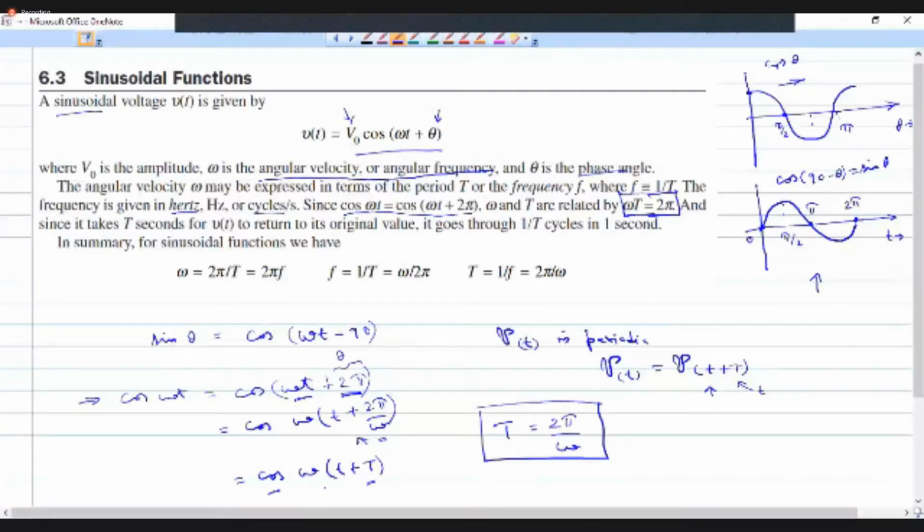So we can write this function as v of t. On the left hand side we are having this function v of t, which is our cos omega t, which is a function of time t, and on the right hand side we have proved that it is equal to v of t plus T, because we already know that cosine or sinusoidal functions are periodic with period equal to 2 pi. If you express it in terms of the time period, it is periodic with time period T is equal to 2 pi by omega.